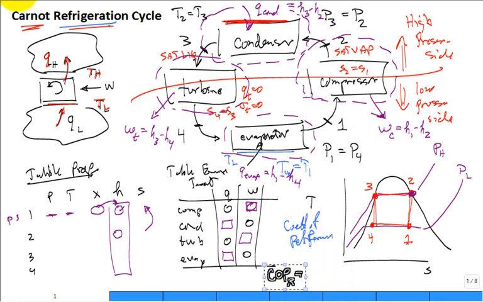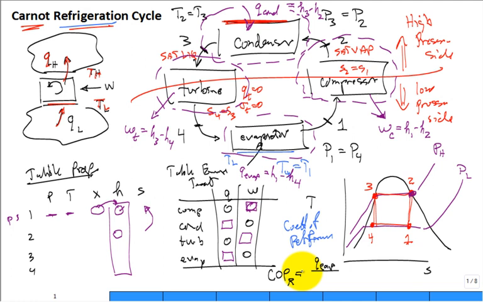What is the coefficient of performance defined as? What do you really want the cycle to do? It's a refrigeration cycle. What do you want the refrigeration cycle to do? Of all of these Q's and W's, what do you really want it to do? A large Q in the evaporator. So you want Q evap, and you want to divide that by what you have to pay for, what you have to provide.